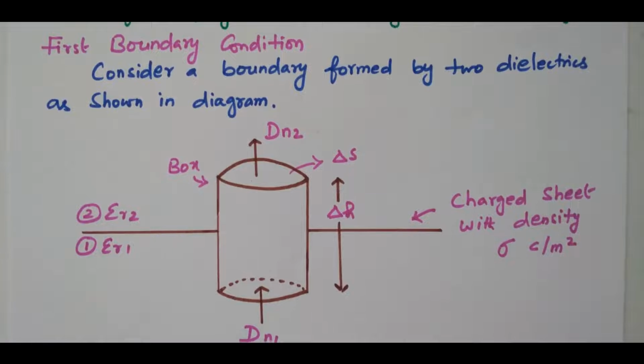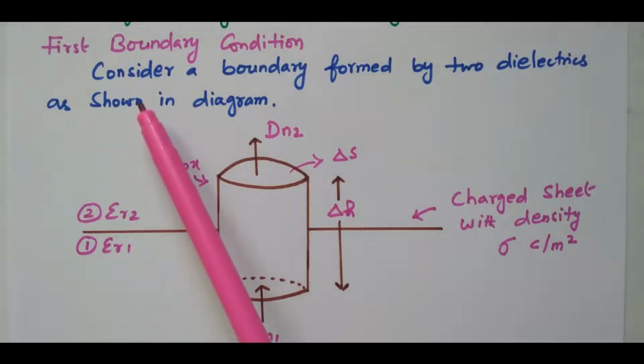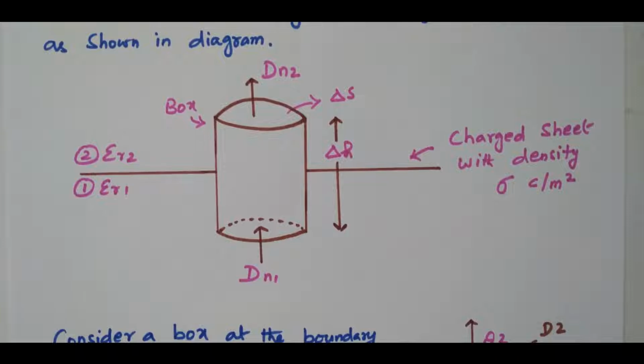When the flux lines flow from one dielectric to another dielectric, whether there is any change in the flux, both in magnitude and angle, that we are going to study in these boundary conditions. First we will see the first boundary condition. Consider a boundary formed by two dielectrics as shown in the diagram. Referring to this diagram, this line is nothing but a boundary.